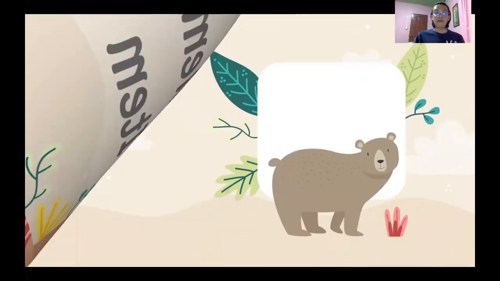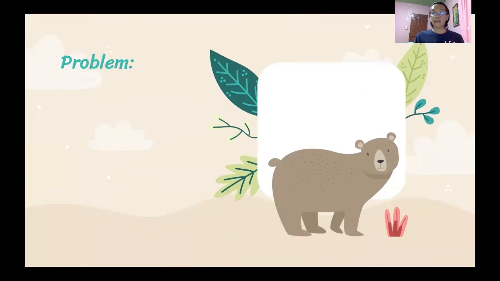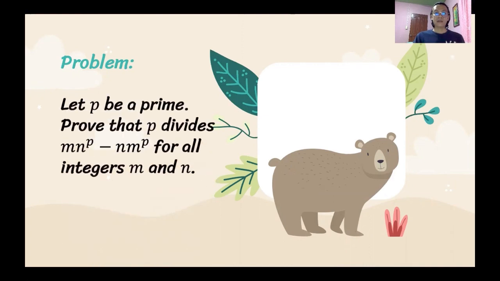So let's have item number 9 of problem set number 1. And the problem goes like this. Let P be a prime. Prove that P divides m times n raised to P minus n times m raised to P for all integers m and n. Now, I proved this one using proof by contradiction.